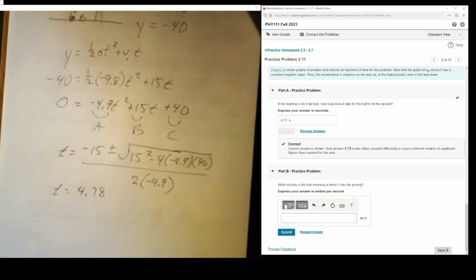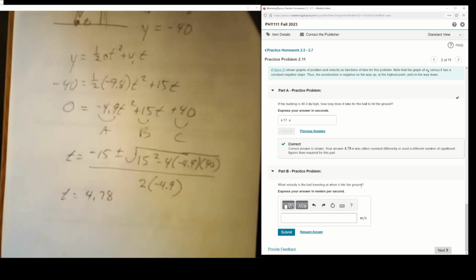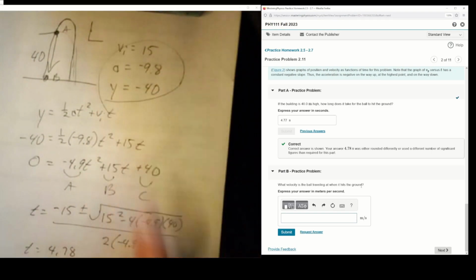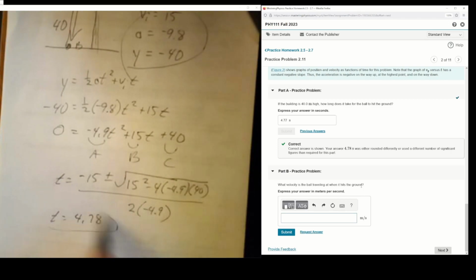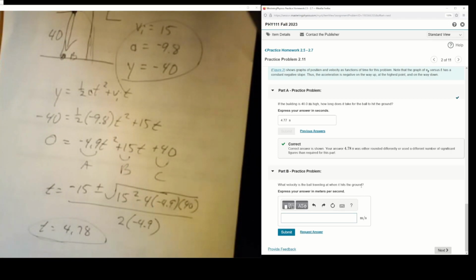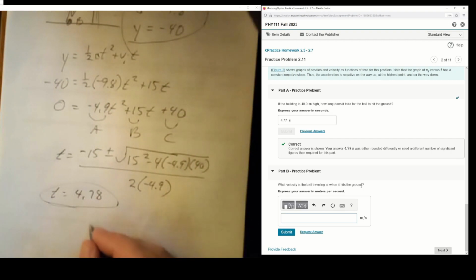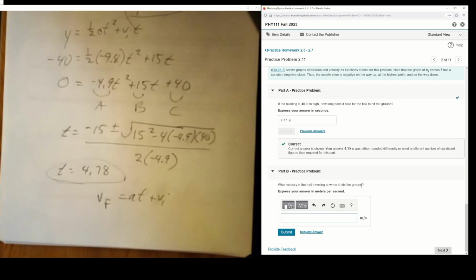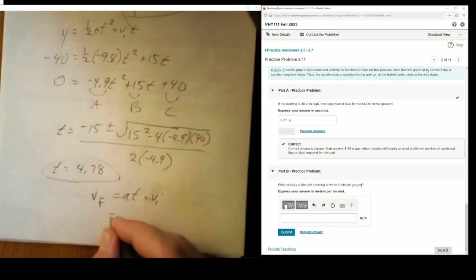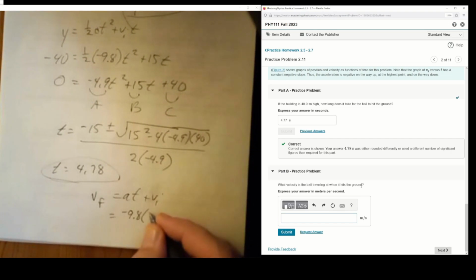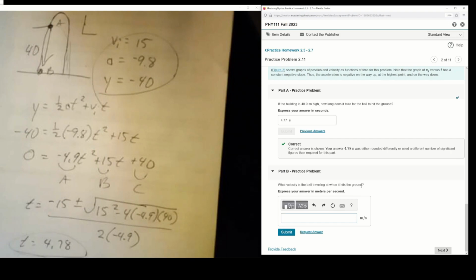What velocity is the ball traveling at when it hits the ground? So we still have all our information here, and now we have a time value. So we've got 4 out of the 5 kinematic variables, so we can pretty much use all the equations here. But the easiest one, we want to know the final, and the initial was 15.